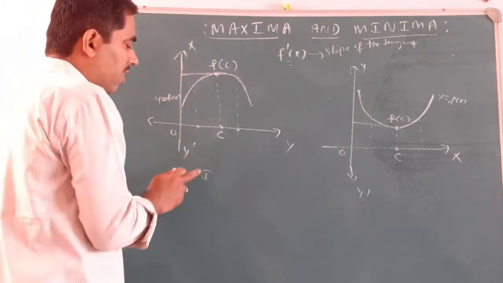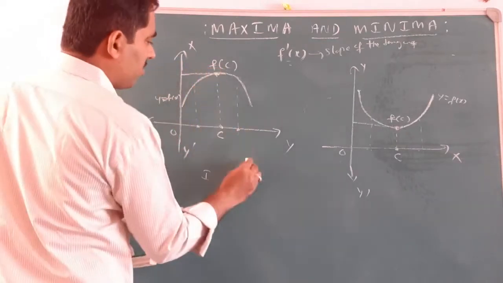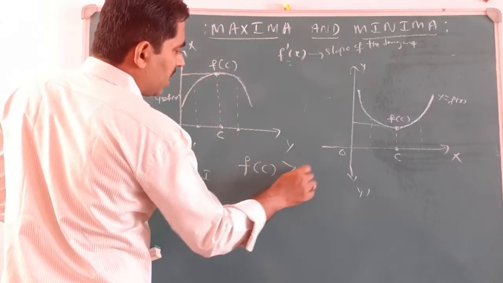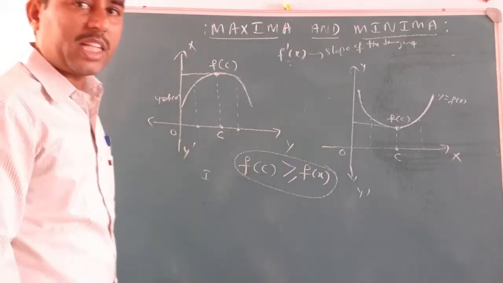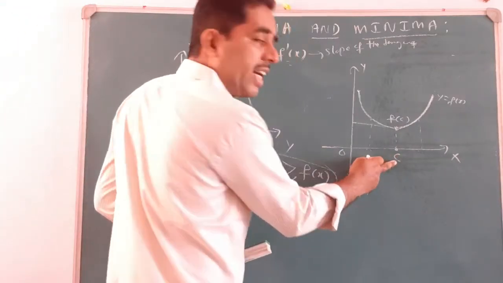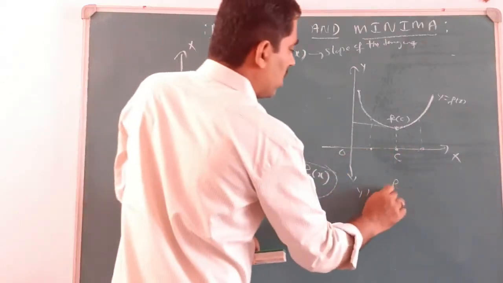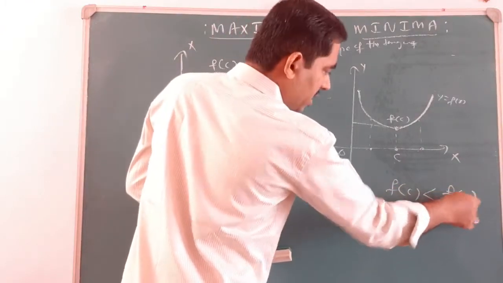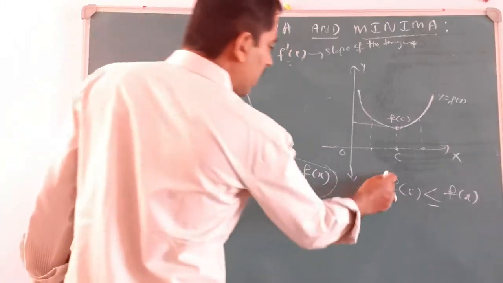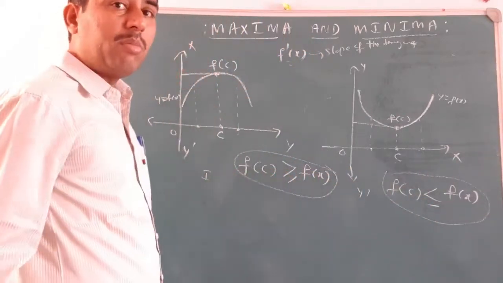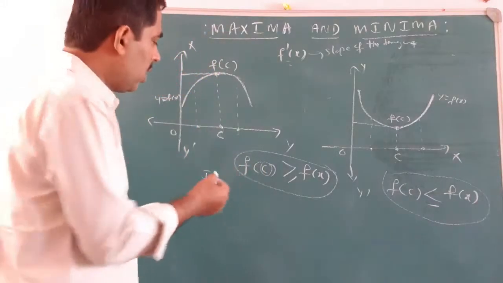If I have a point C in my interval such that f of C is greater than or equal to f of x, then we say that the function has attained its maximum value. If I get a point C in this interval such that f of C is less than or equal to f of x, then we say that the function has attained its minimum value. Whatever the point I got within that interval, I have considered this as C.